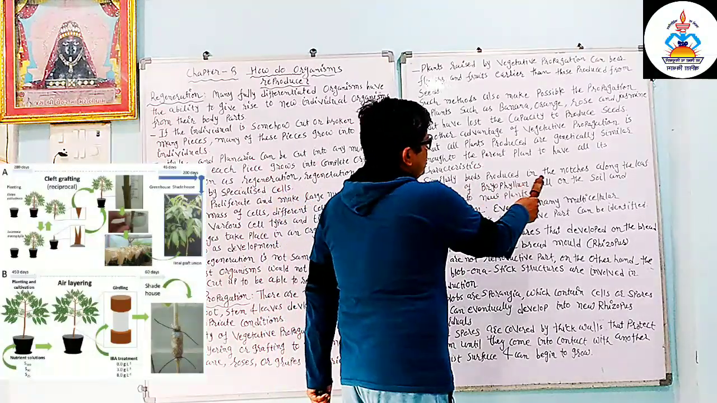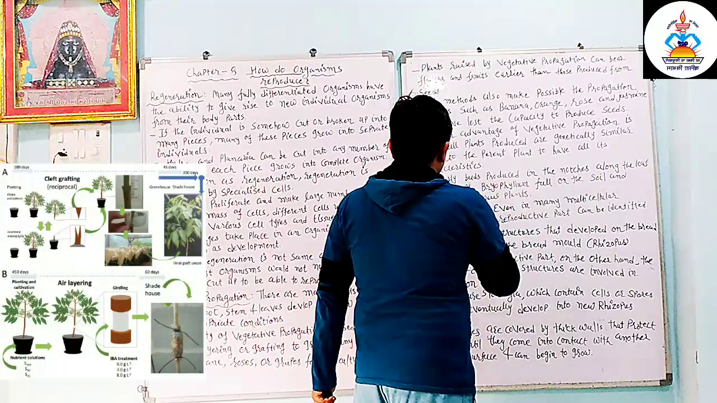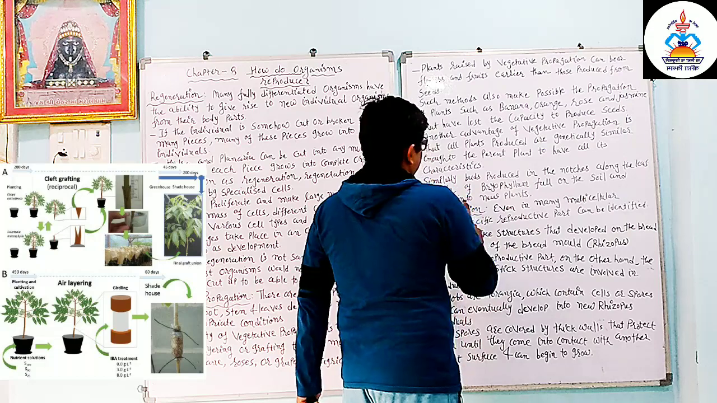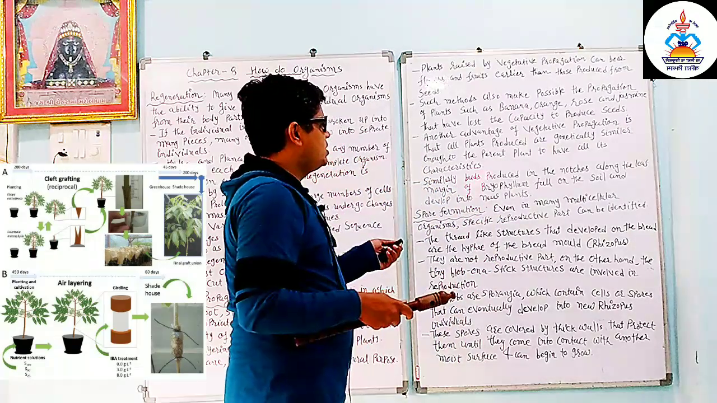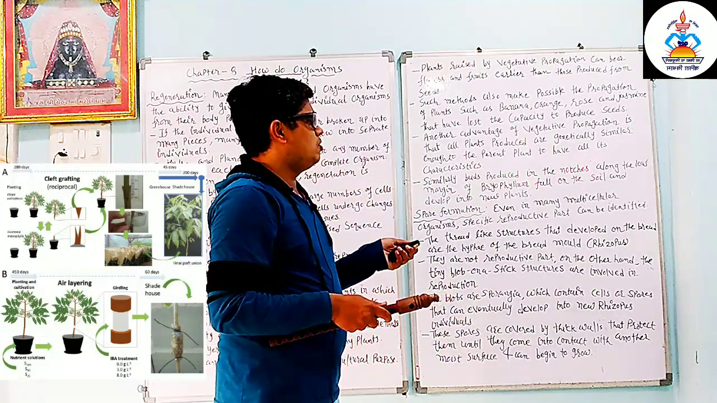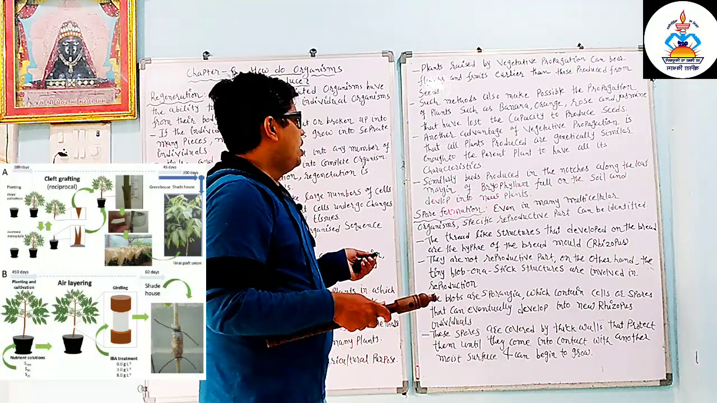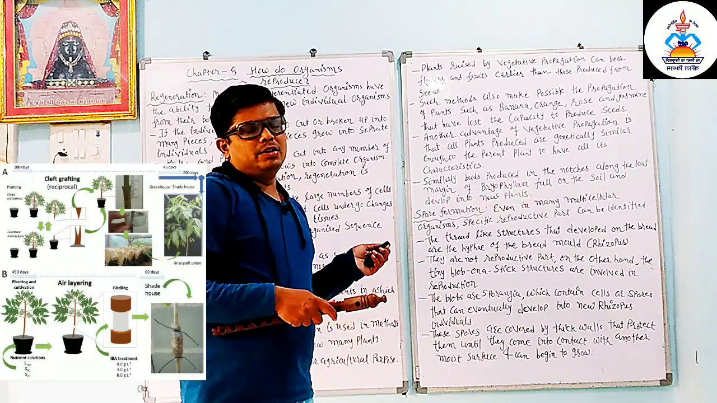Similarly, buds produced in the notches along the leaf margin of Bryophyllum fall on the soil and develop into new plants.